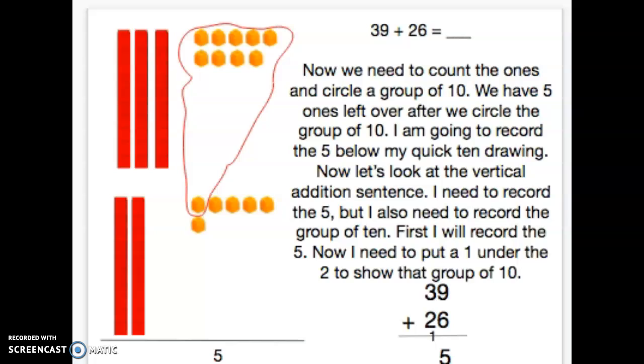Now we need to count the ones and circle a group of 10. If I count 10 ones and circle those 10 ones, I have 5 ones left over. Now let's look at the vertical addition sentence. When we had 9 ones plus 6 ones, that gave us a total of 15. I circled those 10, so that leaves me with 5. Notice how I put my 5 here, and then I put my 1 underneath this 2. That lets me know that I have another group of 10.